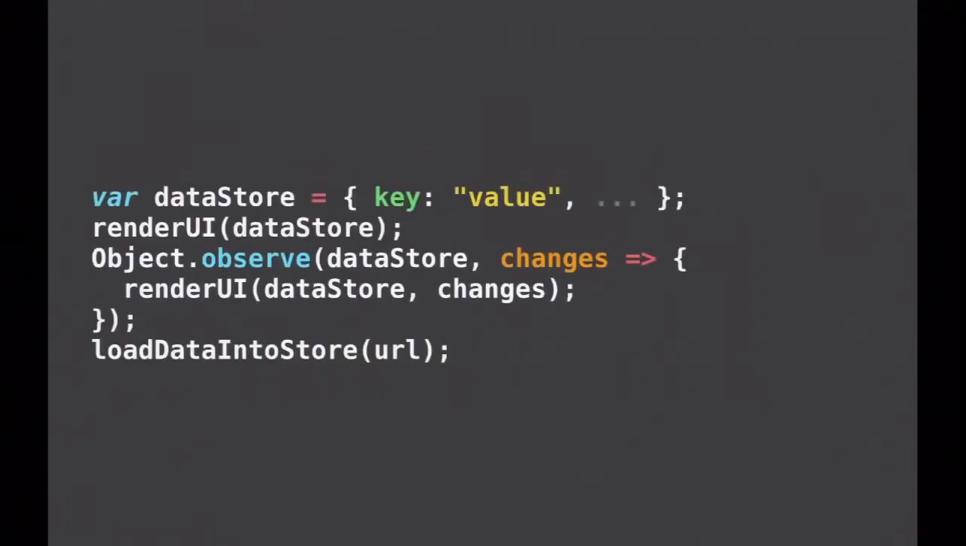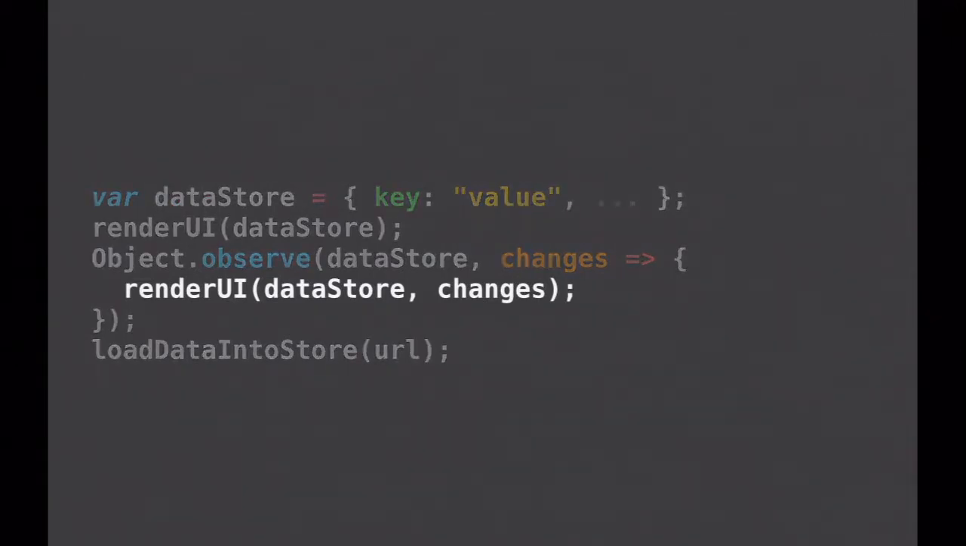We're going to do the same thing, only this time we're going to observe the data store. So when the data store changes, we're going to get this neat array of the changed things that happened, and we're going to call render UI again. So now I can call load data into store, and I don't even need to worry about a callback because my object observe will call. But what do I do with that? What are these changed things?